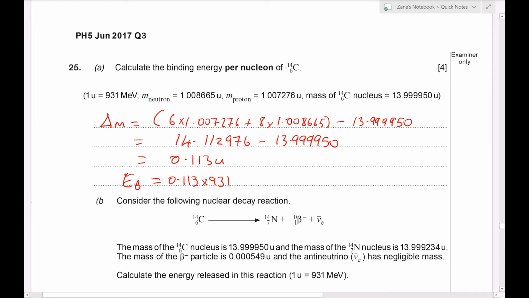times 931, 1 U is 931 MeVs, so that will give us about 105 MeVs. And finally the binding energy per nucleon will be that divided by 14, because again there are 14 nucleons here, and that will give us 7.52.